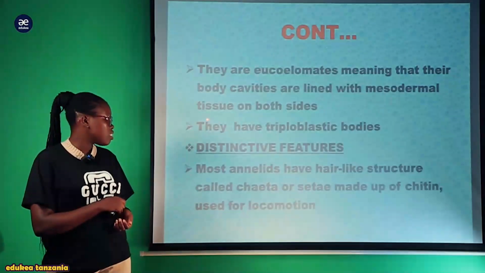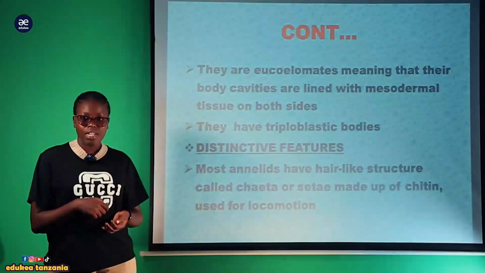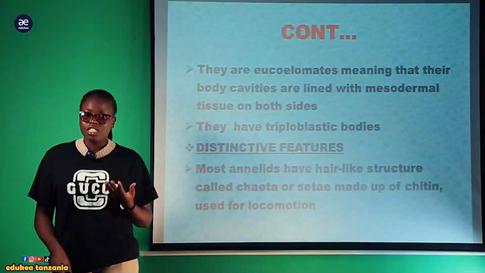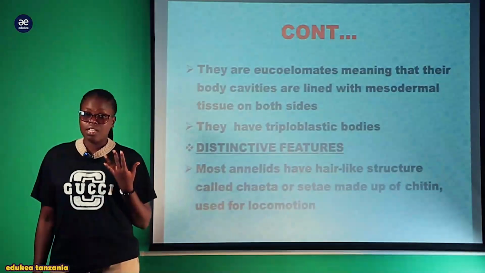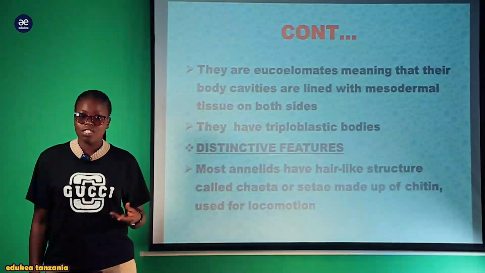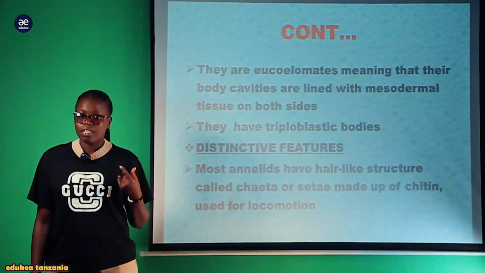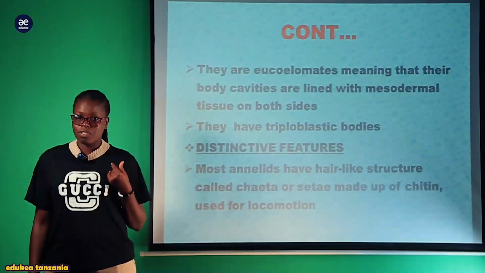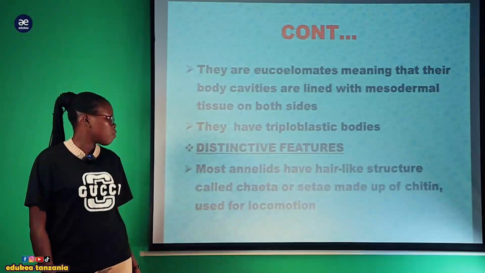Also, these organisms are triploblastic, or they have triploblastic bodies. Triploblastic body meaning that they have three layers: the inner layer which is endoderm, the outer layer which is ectoderm, and the middle one which is mesoderm.